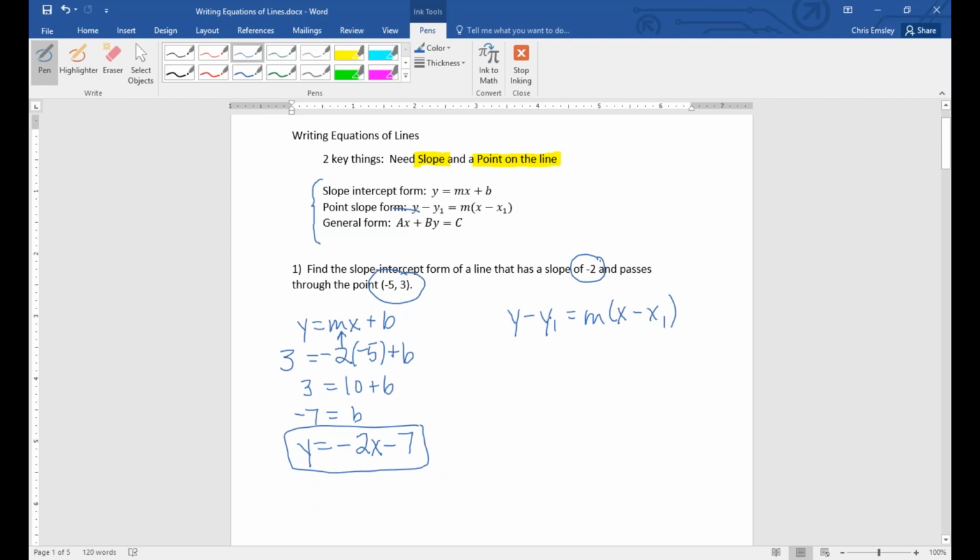In that case, we plug our point into these spots where we have x1, y1. So y minus 3, our slope, m, is -2, and x minus a -5. These 2 minuses together cancel each other out. So we'll distribute that -2. And then to finally get it into the slope-intercept form that it asked for, that means solving for y. So we add 3 to both sides.